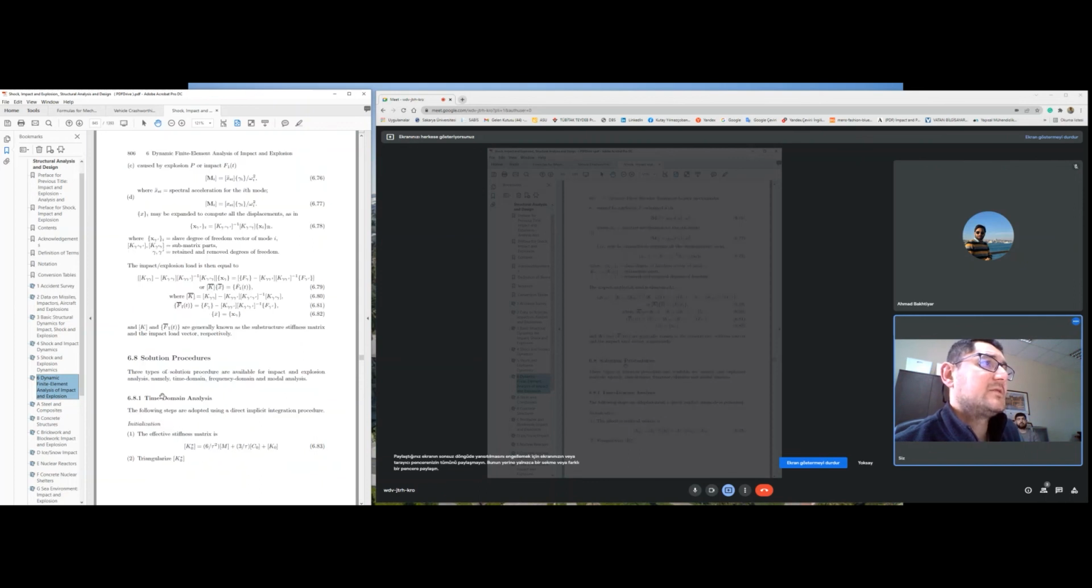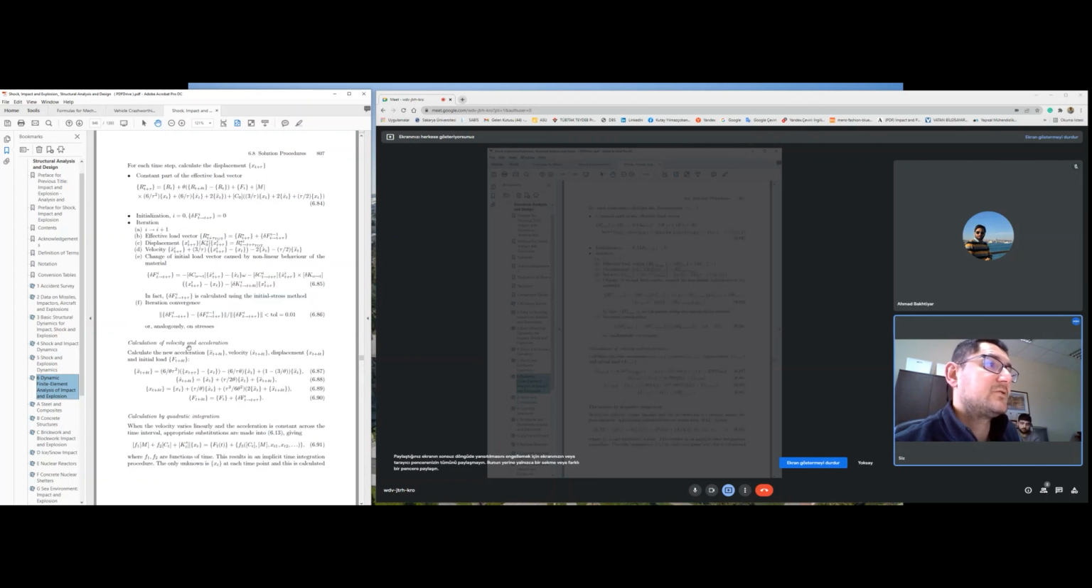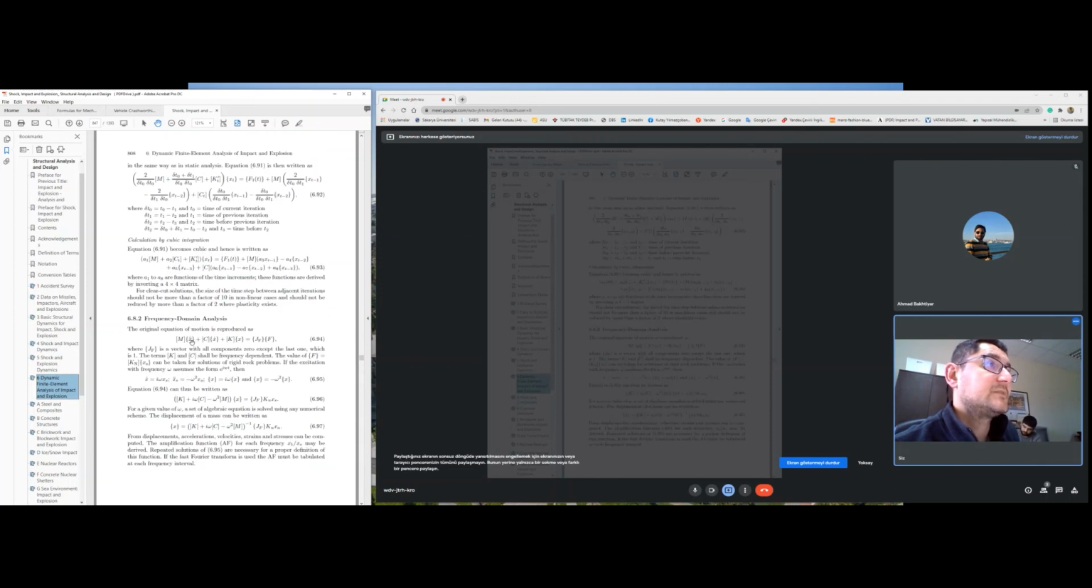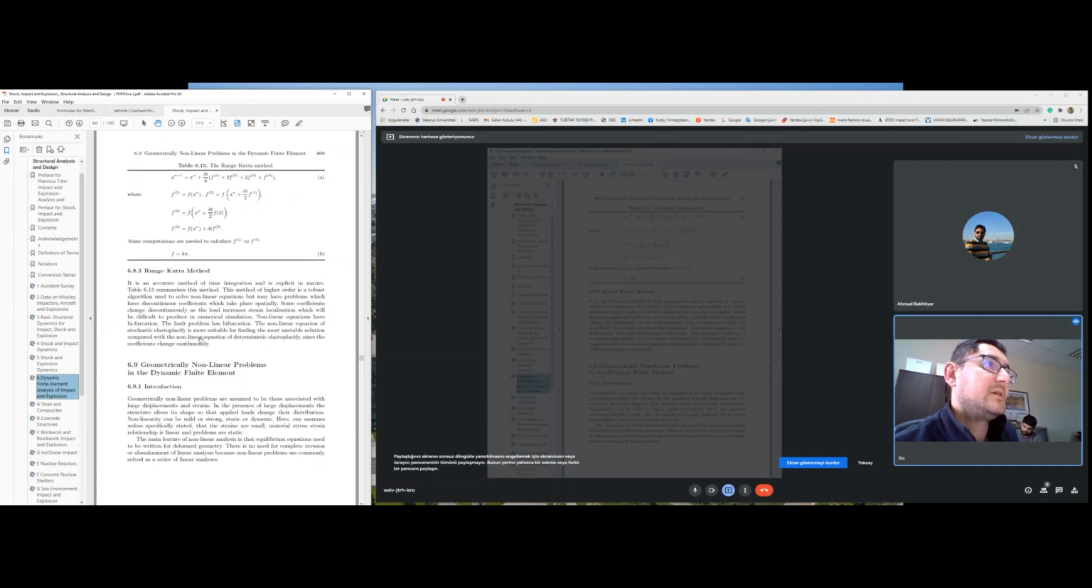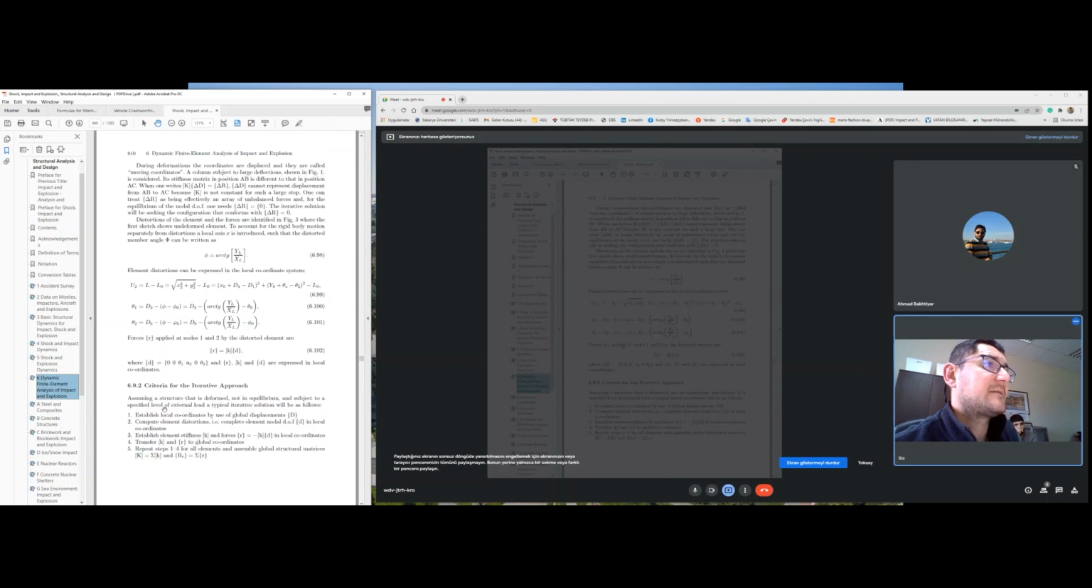Spectrum. Solution procedures. Yes, 6.8 is good enough. Time domain analysis. Dependent with time. This is important. Frequency domain. It can be some different things. This one is also important, 6.9.